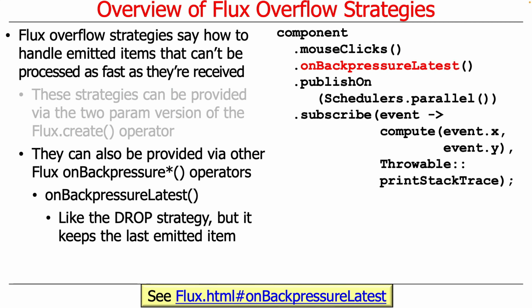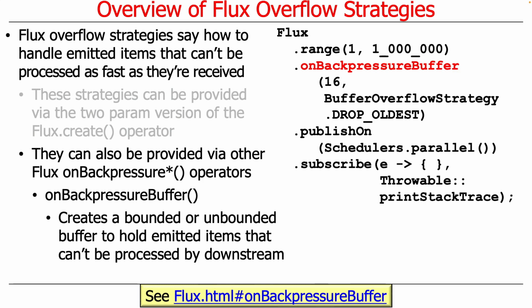Here's another one. This is onBackpressureLatest. This is kind of similar. We have mouse clicks this time, and we're just going to keep the latest version of events if we can't keep up with them. And then here, a similar thing, we're going to generate a whole slew of values from 1 to 1,000,000, and we're going to buffer them. And if for some reason we can't keep up, we're going to drop the oldest. So you can see how to buffer things and also indicate what should happen if you can't keep up with the rate at which things are occurring.